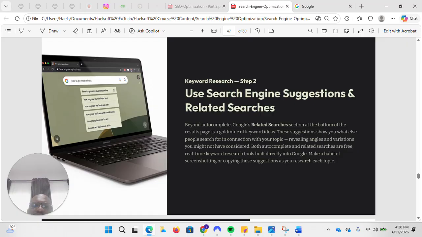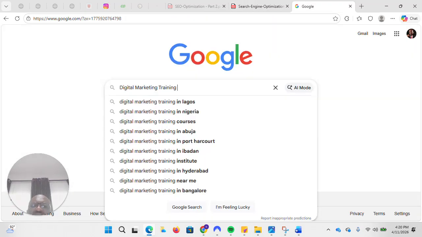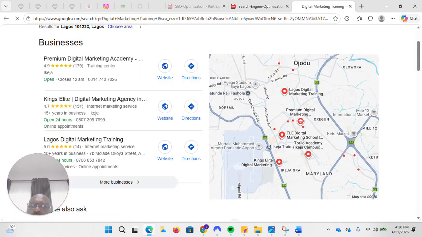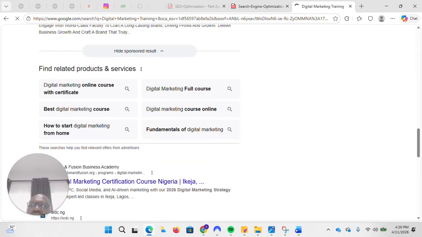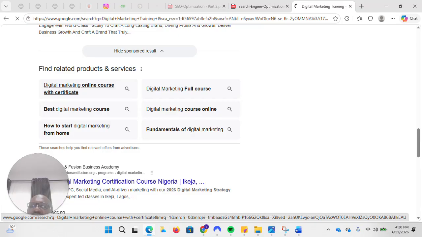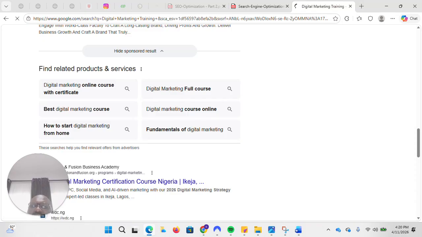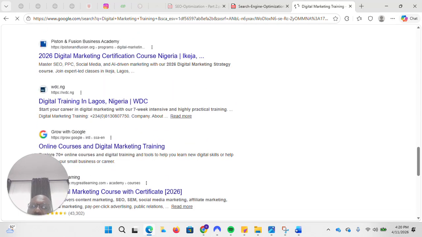Beyond autocomplete, Google's related searches section at the bottom of the results is a gold mine of keyword ideas. If you search digital marketing training right now and come down here, you will see that we also have related products and services, what people are searching for. Digital marketing online course with certificate, best digital marketing course, how to start digital marketing from home, digital marketing full course, digital marketing course online, fundamentals of digital marketing. These are all related searches that people are searching for related to the keyword digital marketing training.